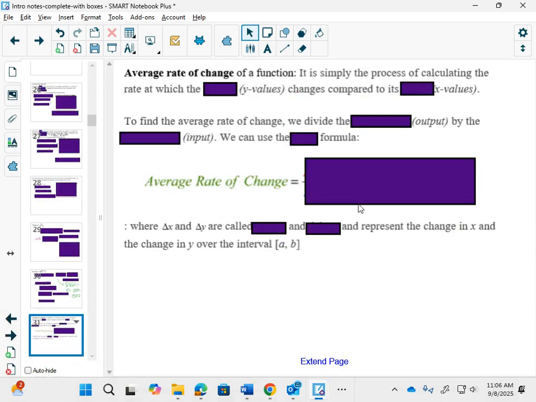This is where we left off. So this is on page 7.